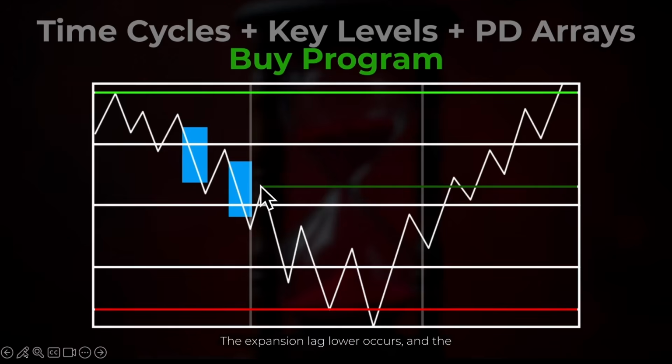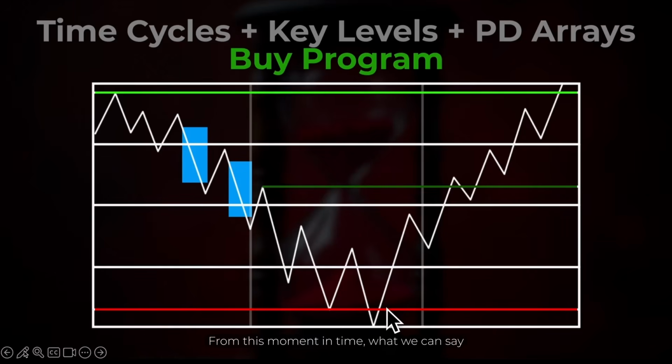An expansion leg lower occurs, and the market retraces and expands lower one more time. Notice that we see the market expand towards the range low, utilizing the key levels, and we see the market retrace. Eventually, we see the market have one more drop towards the downside right here, taking out sell-side liquidity resting below this low, trading below the key level, and we then see the smart money reversal taking place.